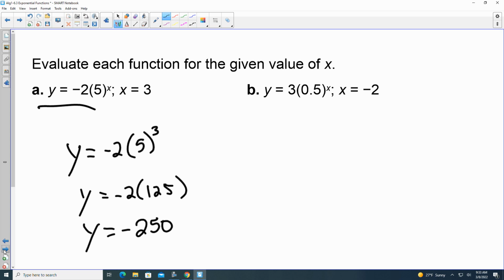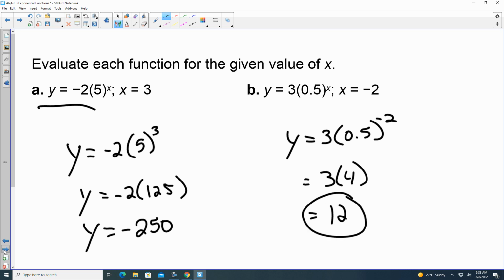For b, I've got y is equal to 3 times 0.5 raised to the negative 2 power. 0.5 to the negative 2 power is 4. So now I've got 3 times 4, which equals 12.